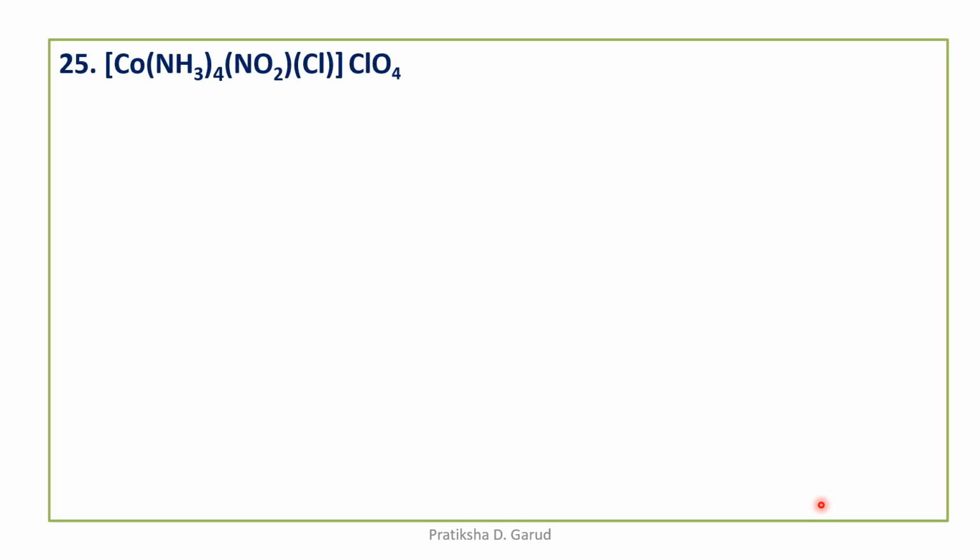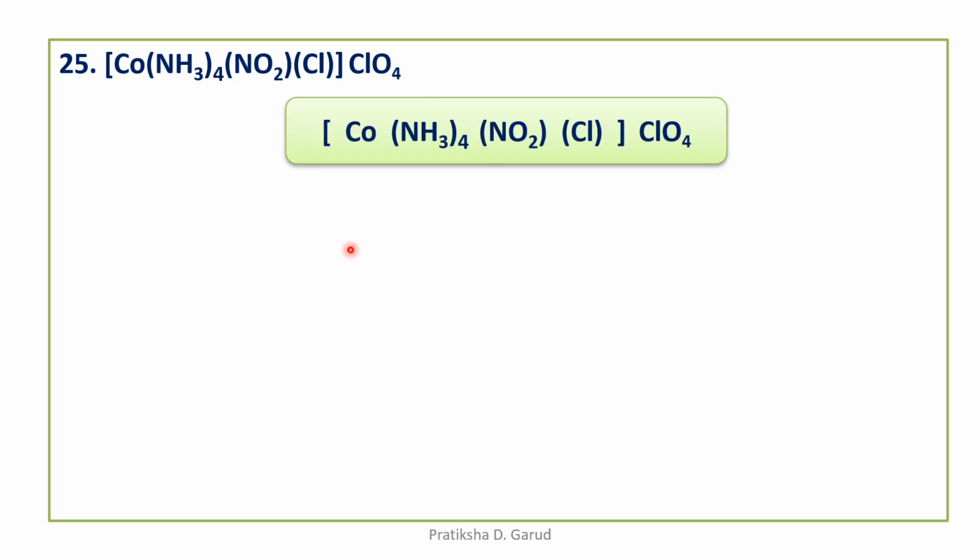Next one, it is [Co(NH3)4(NO2)Cl]ClO4. So in this complex, cobalt is the central metal, ammonia or the NH3 is neutral, therefore 0 charge, NO2 that is nitro, negative ligand, -1 charge, Cl chloro that is -1 charge, and outside this square bracket we are having the ClO4 which is having the -1 charge. As it is having the -1 charge, the complex should have the +1 charge. So the oxidation state becomes +3, right?